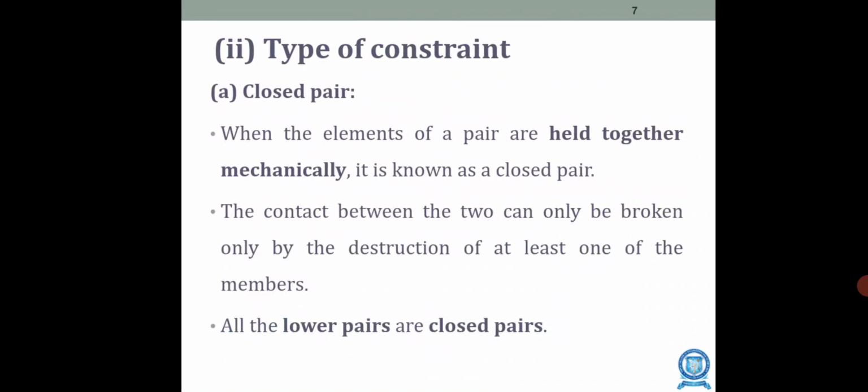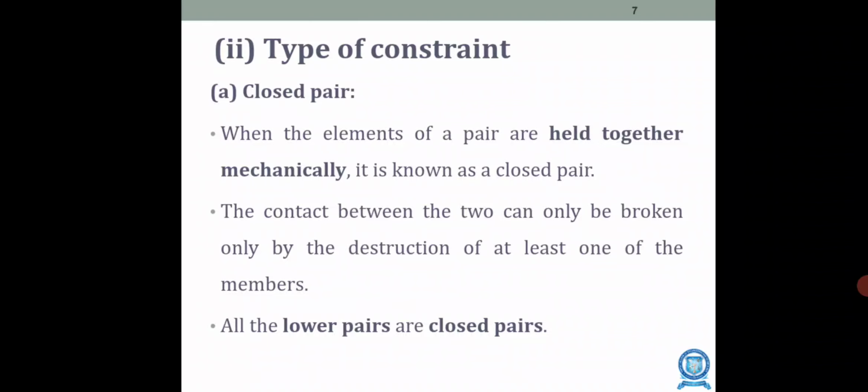Next one, based on the types of constraint. So based on the types of constraint, we have the closed pair. And what is meant by closed pair? When the elements of a pair are held together mechanically, we call it a closed pair. The contact between the two can be broken only by the destruction of at least one of the members.